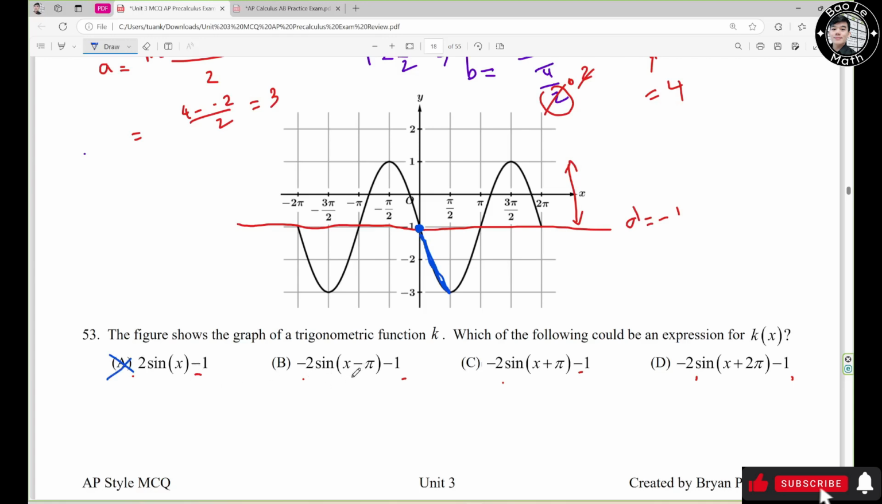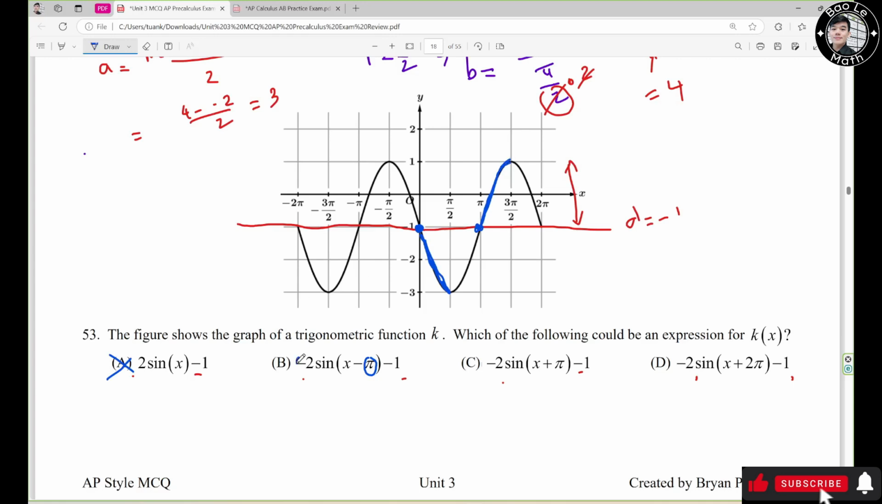Now, answer choice B. If you start from pi right here, which means there is a phase shift to the right pi units, right? So you start right here. If you start right here, you go up first, right? If you go up, there shouldn't be a negative sign in front of A, right?